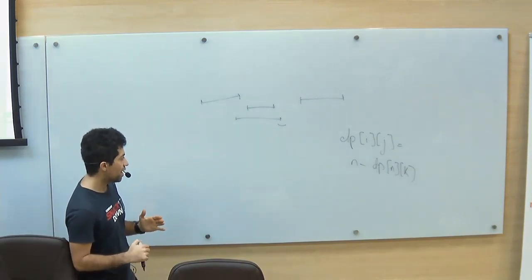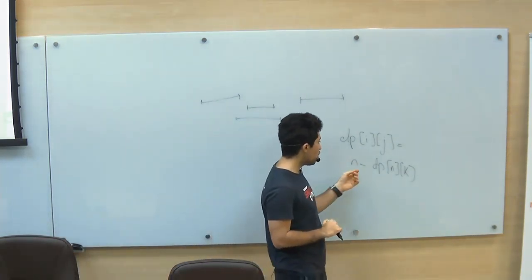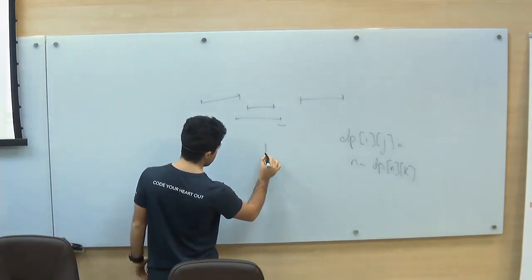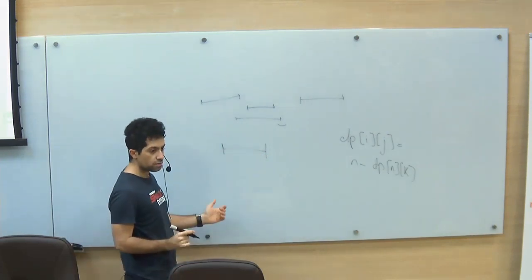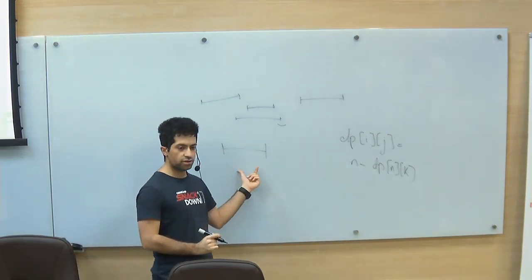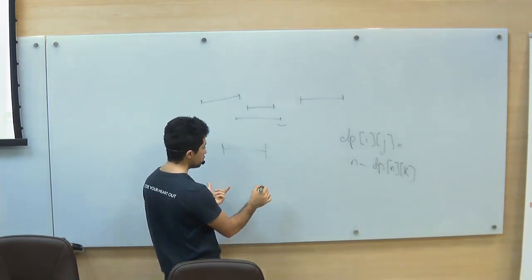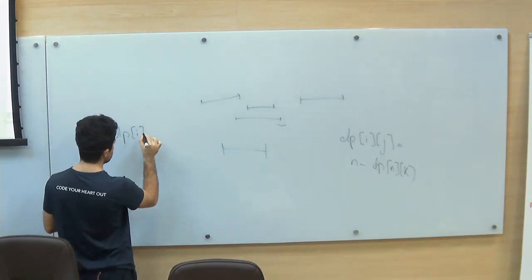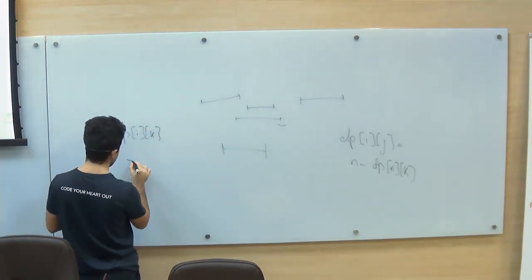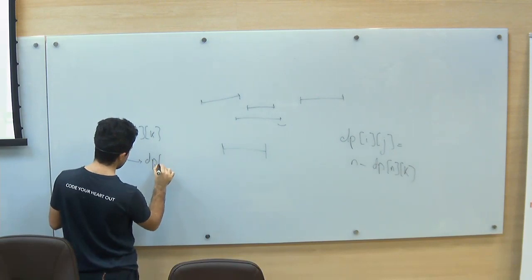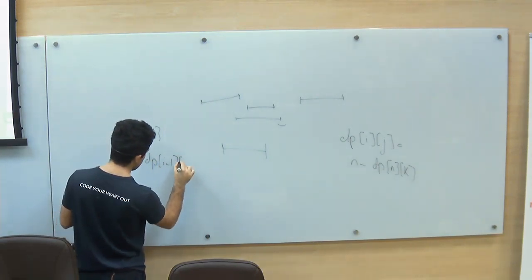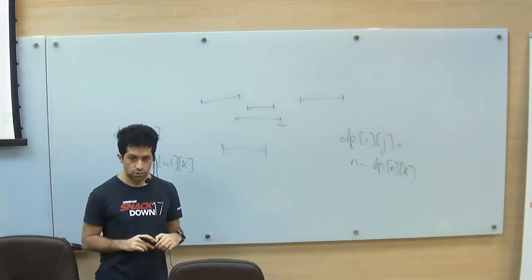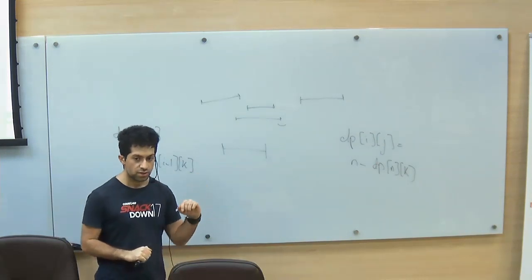So how can I update this value and find the value for dp? Consider that for the ith interval, I don't want to use this interval. So the solution for my dp1 solution is the dp of not using this one. And the next case is that I want to have this interval.